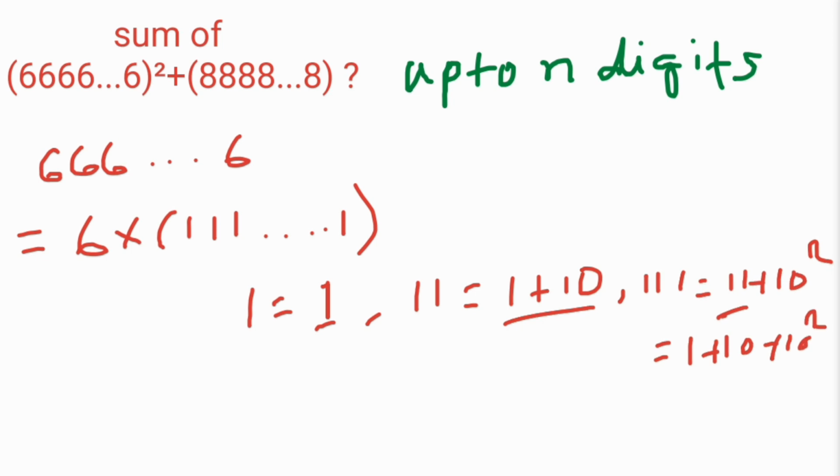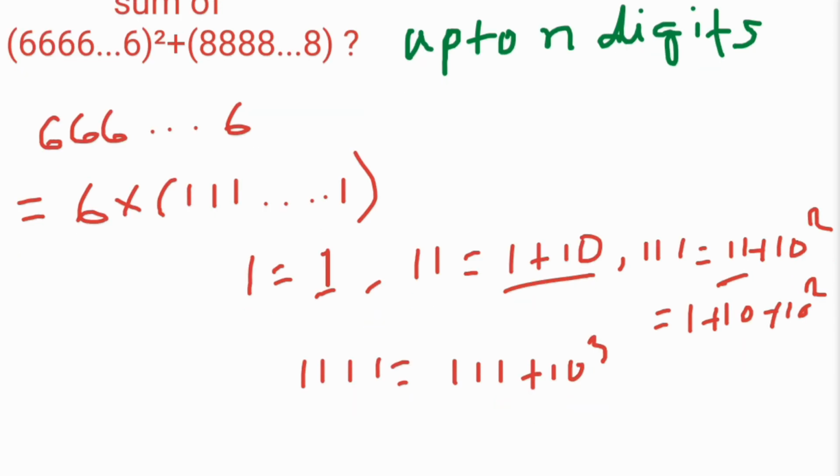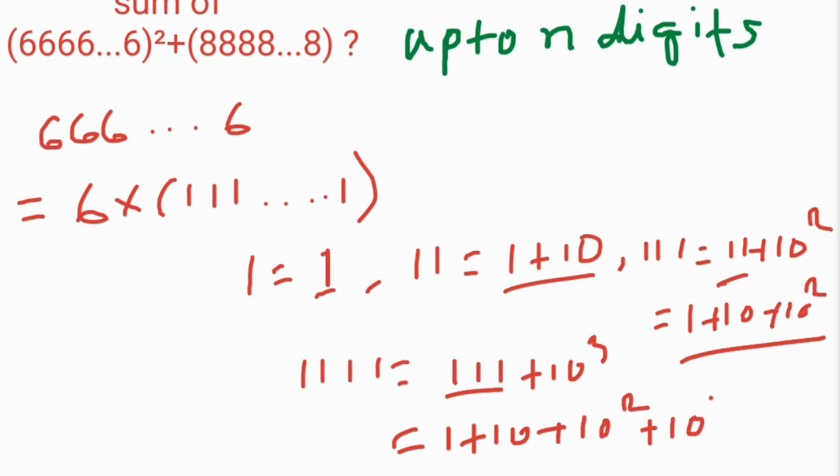And if it is 1111, we can decompose it as 111 plus 10 cube, right? Now in the place of 111 we can write 1 plus 10 square plus 10 cube.